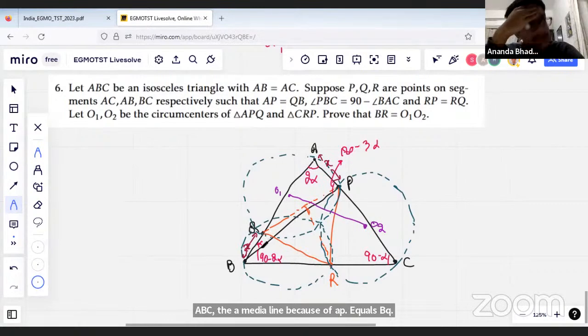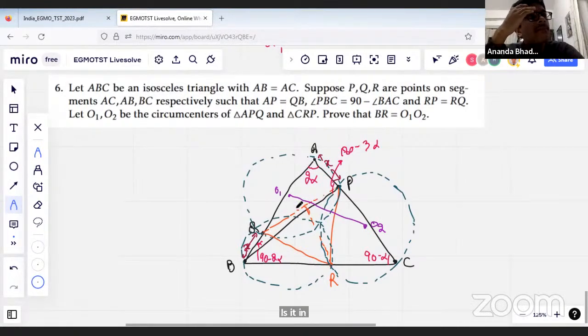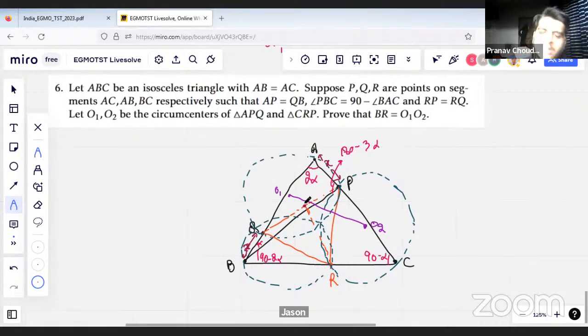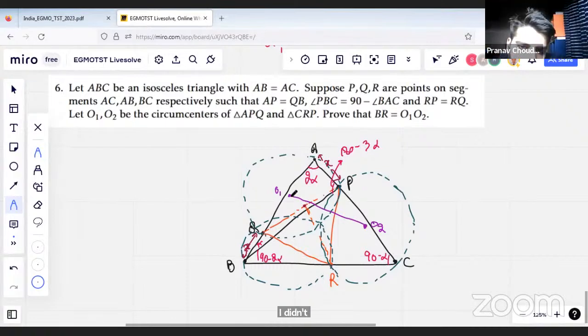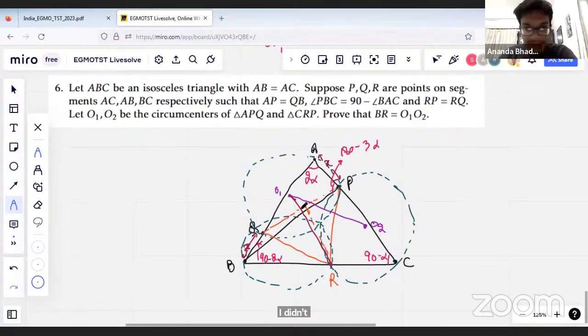Is it in fact the... Yeah. How does that help? I don't know. Adding the midpoint where it makes sense. Oh, RO1 and the midpoint are collinear, right? Both lie on the perpendicular bisector. Yeah.